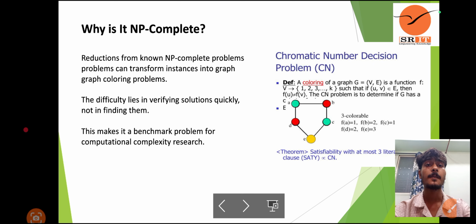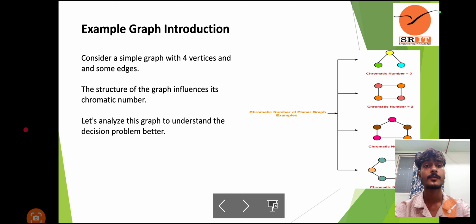Why is it NP complete? Reductions from known NP complete problems can transform instances into graph coloring problems. The difficulty lies in finding solutions, not in verifying them. This makes it a benchmark for computational complexity research.